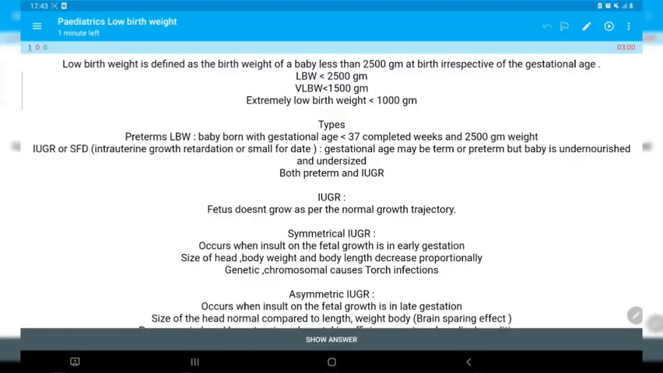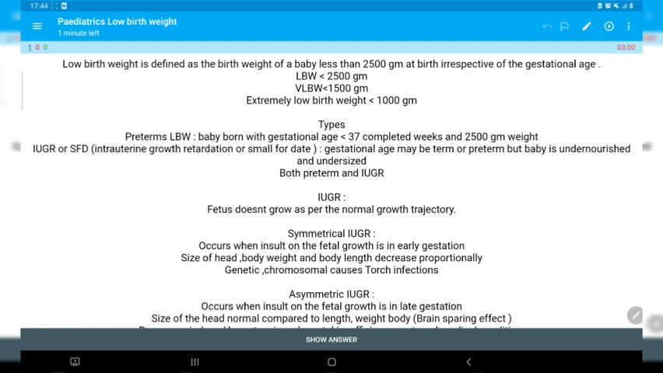Now we'll be talking in our note over here. Okay, so you can see over here, low birth weight is defined as birth weight of a baby less than 2500 gram at birth irrespective of the gestation age. Okay, low birth weight is less than 2500 gram, very low birth weight is less than 1500 gram, extremely low birth weight is less than 1000 gram. Okay, that is the thing over here.